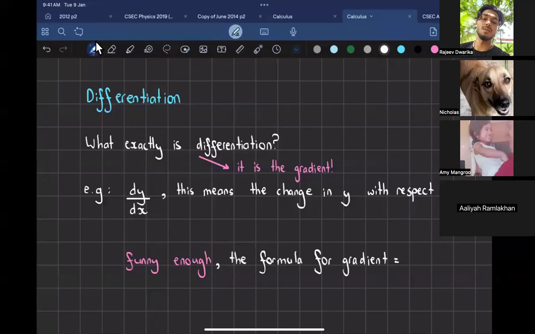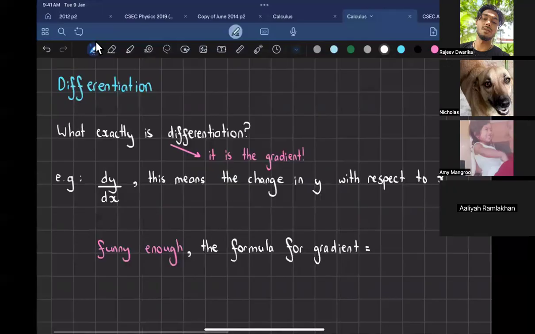Amy, just remind me, what's the formula for gradient? Your regular formula. Y2 minus Y1 over X2 minus X1. And as we discussed, y2 minus y1, you're finding the difference between 2 points. So that's the change in y, and that's the change in x.